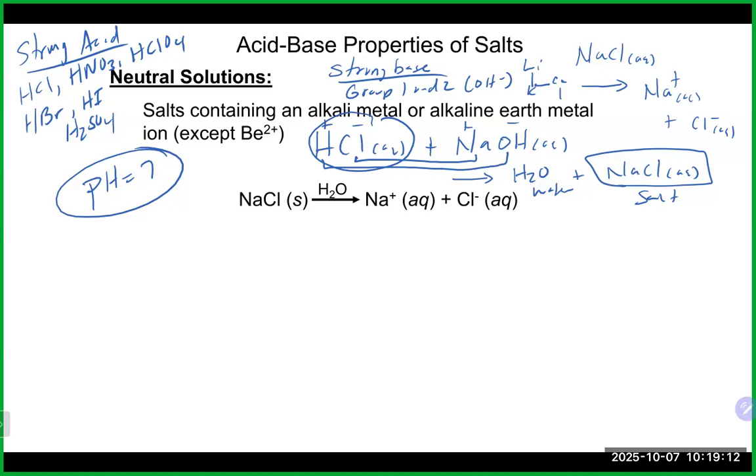Now, let's talk about a salt that maybe will do something. Basically, though, a neutral salt is also defined as anything from group 1 or 2 on the periodic table. That's really where your strong bases come from. If you have any of those guys, except for beryllium, it will be considered a neutral salt and will not go through hydrolysis.